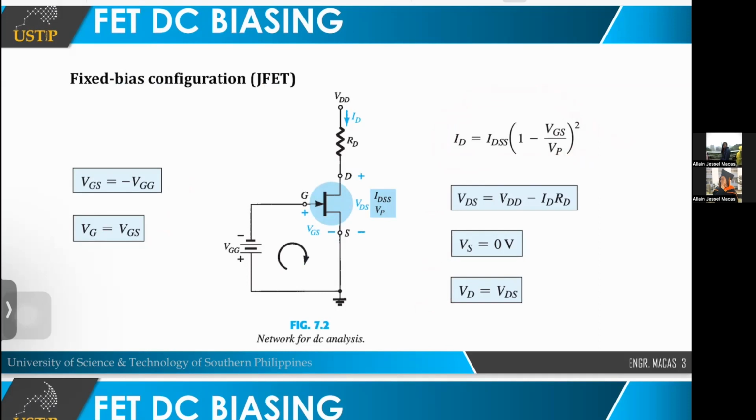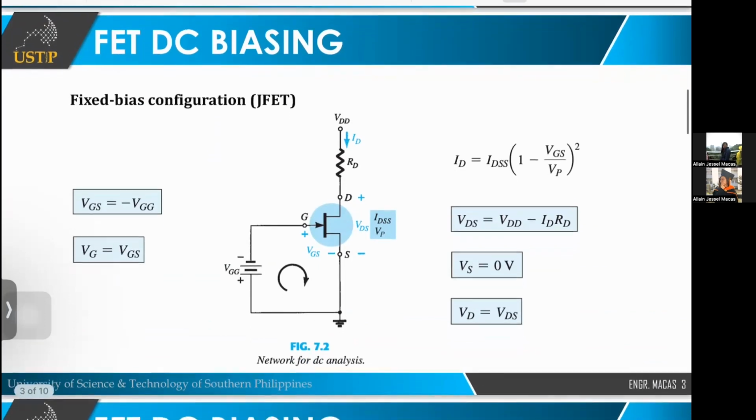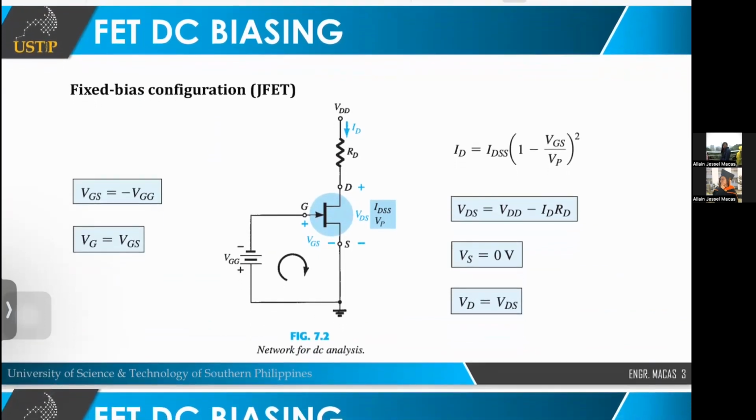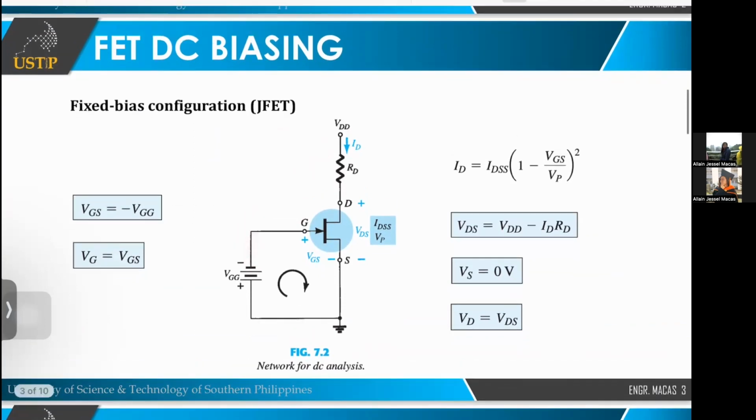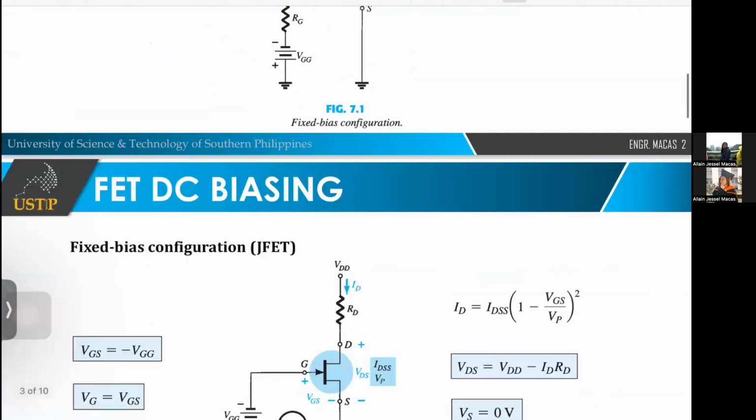Okay. Now, if we analyze this, why did RG disappear? The reason is, even if we put RG here, class, the gate current is 0. Always 0. So if the current through our gate is 0, it doesn't matter whether there is a resistor or not. The idea here, class, is that aside from the fact that the JFET has high input impedance, we add a resistor with a very large value, usually in mega ohms, to supplement the gate current being zero.